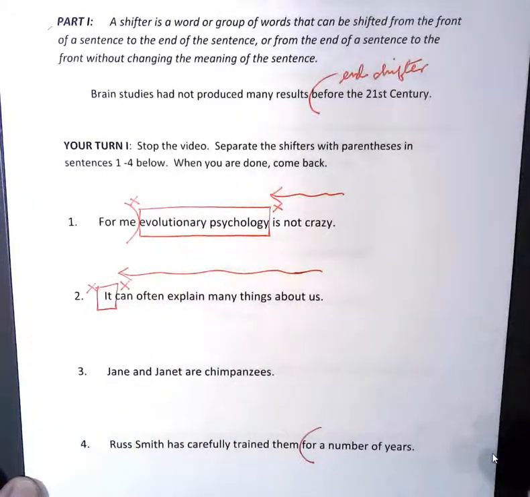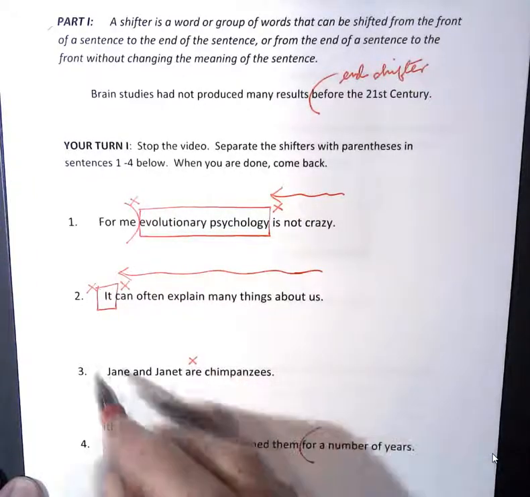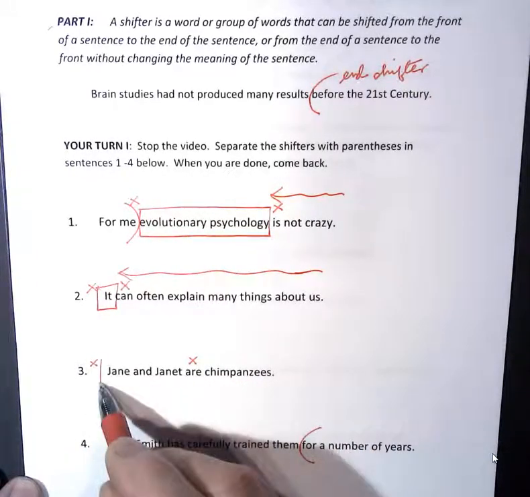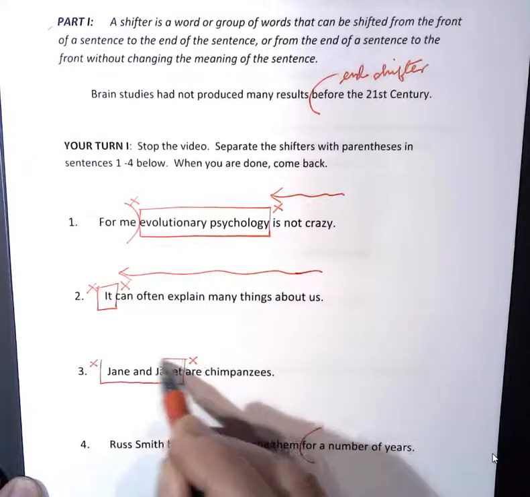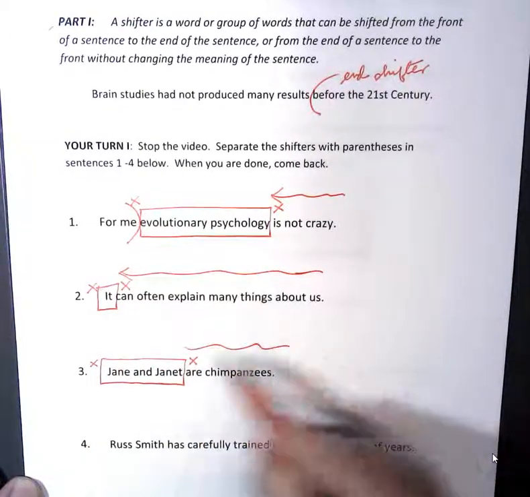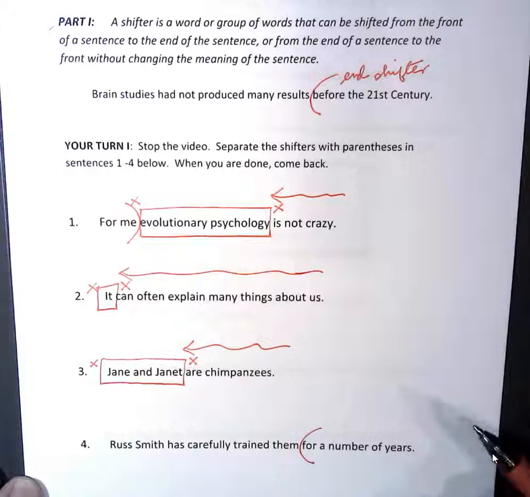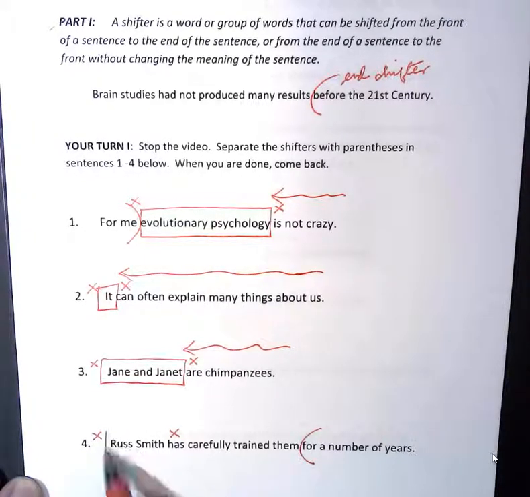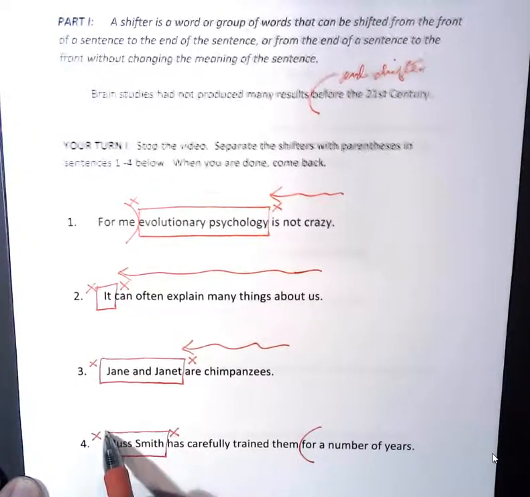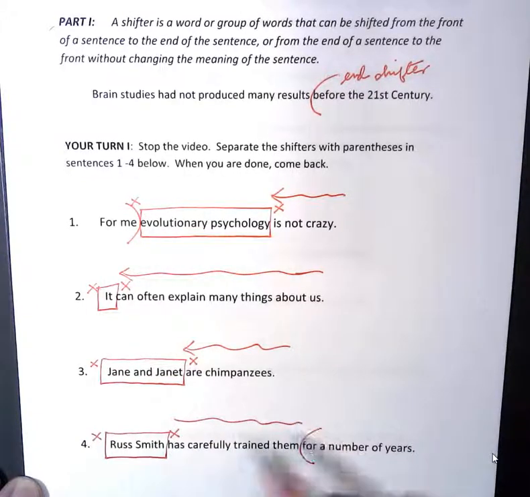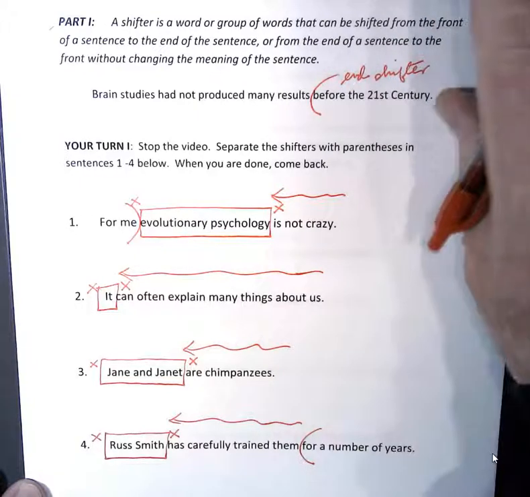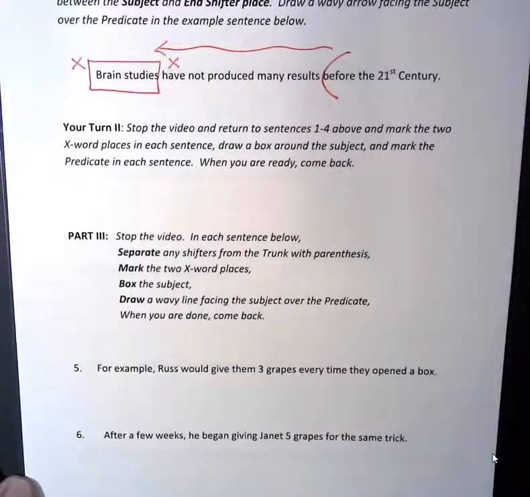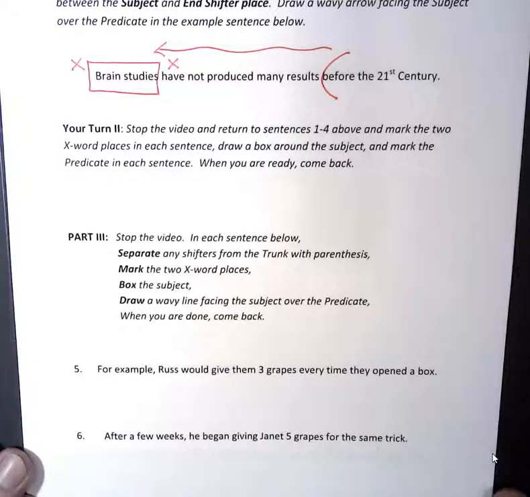Jane and Janet are chimpanzees. Are Jane and Janet chimpanzees? This is a great story, by the way. Predicate. Russell Smith has carefully trained them. Has Russ Smith carefully trained them? Russ Smith is the subject. Carefully trained them is the predicate. Okay. Yeah, you can see how the sentence really starts to fall apart so nicely, so cleanly.